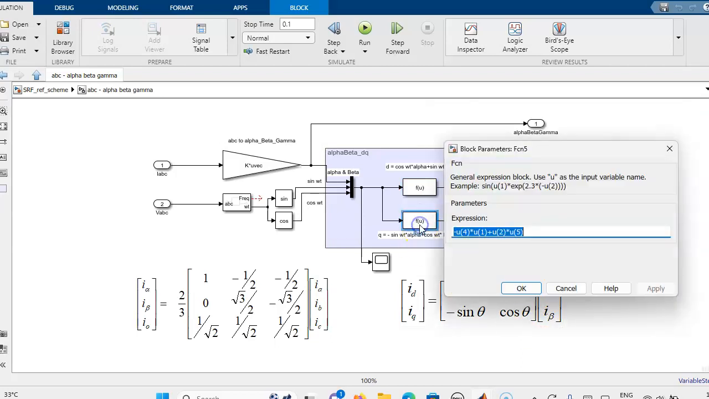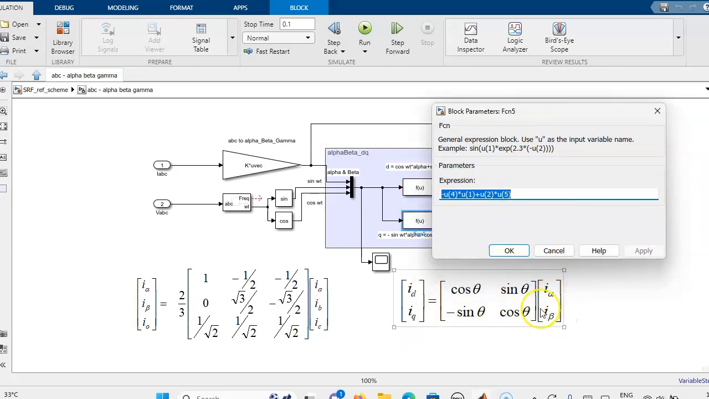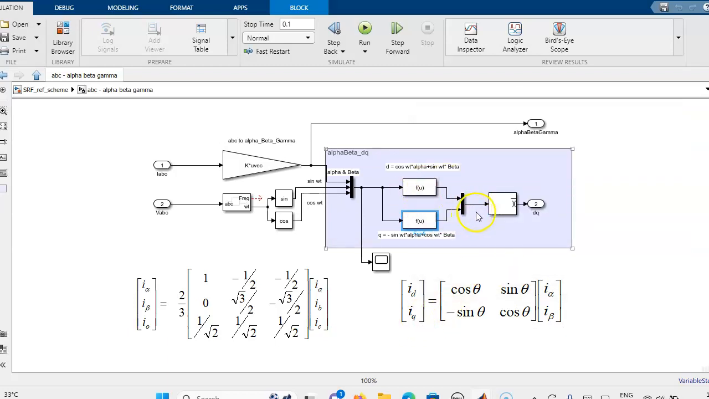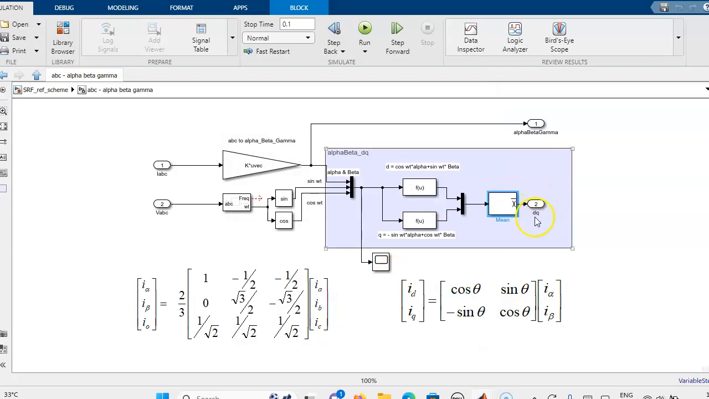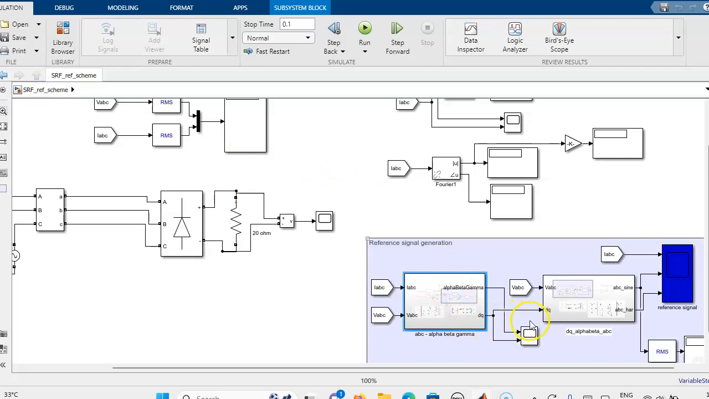In a similar way we are going to get IQ as minus sin theta into I alpha plus cos theta into I beta. This is the equation we have to write for this IQ. Then we have to mux it, and we get the mean value of DQ, because we can use the low pass filter or mean block to get the average value. After getting this DQ, again we have to convert, because we have to generate a reference signal. So DQ to alpha beta to ABC.